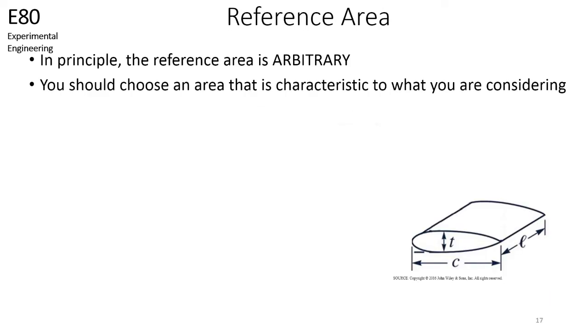So, here's the important thing about reference area. In principle, the reference area is arbitrary. You should choose an area that is characteristic to what you are considering. Let's take this object in this figure. It is a wing with a chord length c, maximum thickness t, and span L.